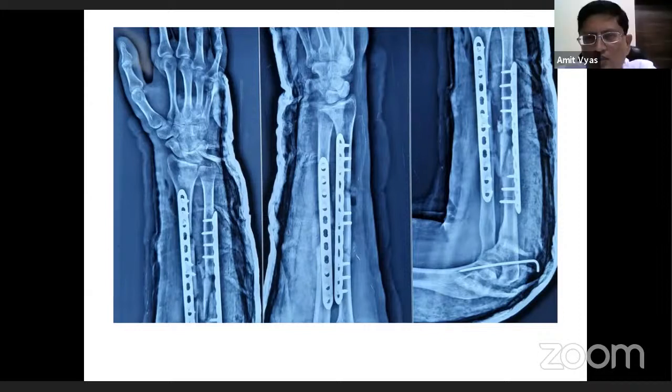I think overall, because distally I have already used 4 screws, and the third one is engaging 1 cortex. Anyone wants to comment on this? Okay, we'll take this question later on.